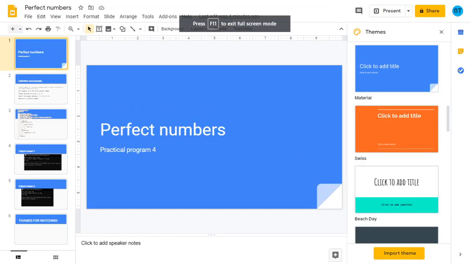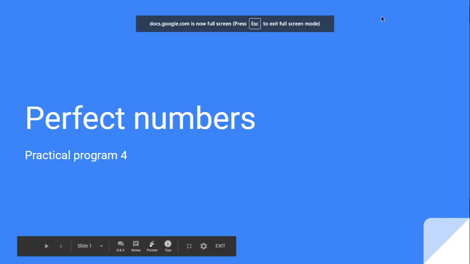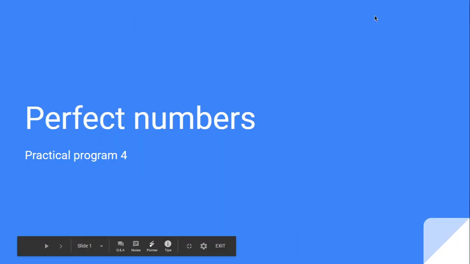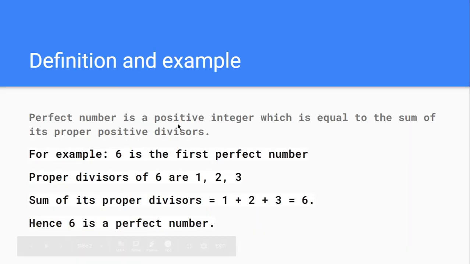Hello everyone, in this video we are going to see the next practical program, which is perfect numbers. Actually, what is a perfect number? The definition is given as below. A perfect number is a positive integer which is equal to the sum of its proper positive divisors.